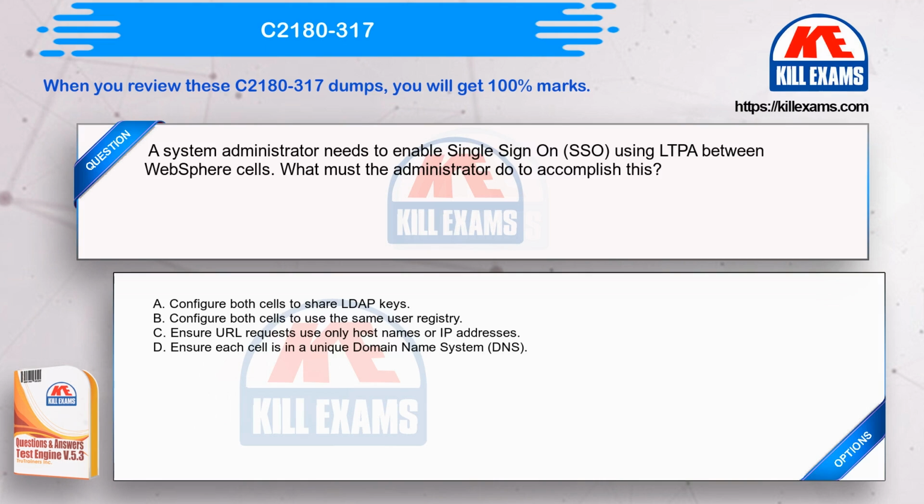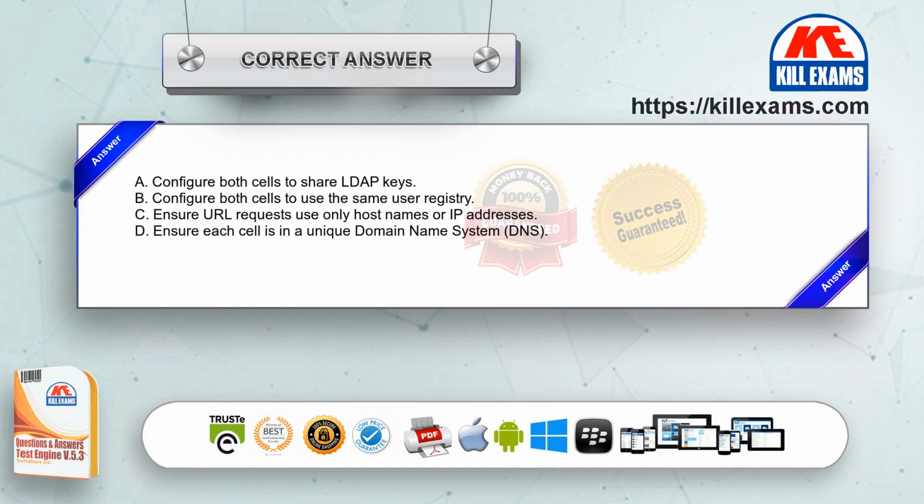Option C. Ensure URL requests use only host names or IP addresses. Option D. Ensure each cell is in a unique domain name system, DNS. The correct answer is option B.